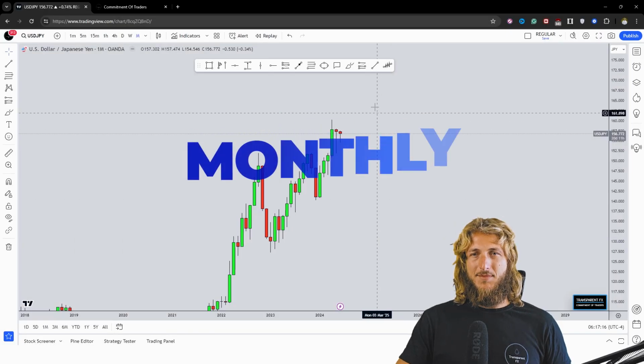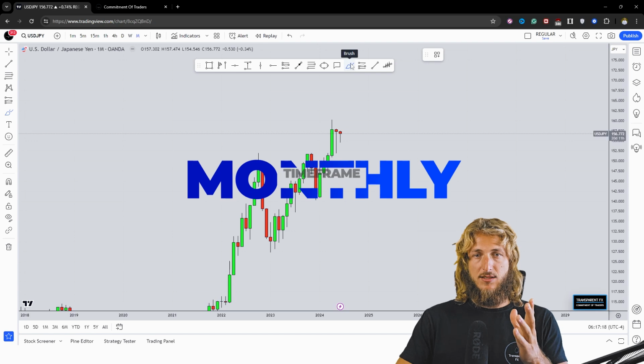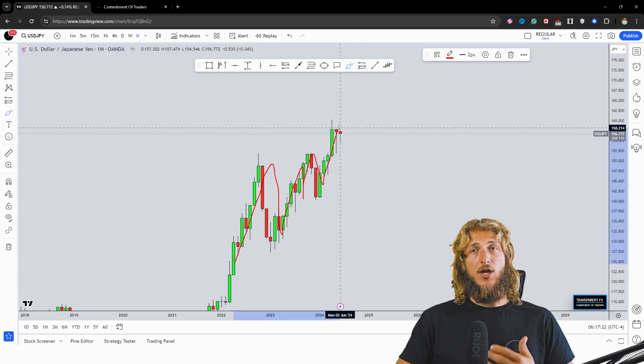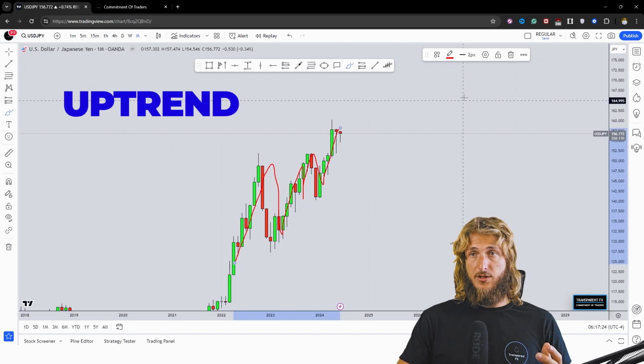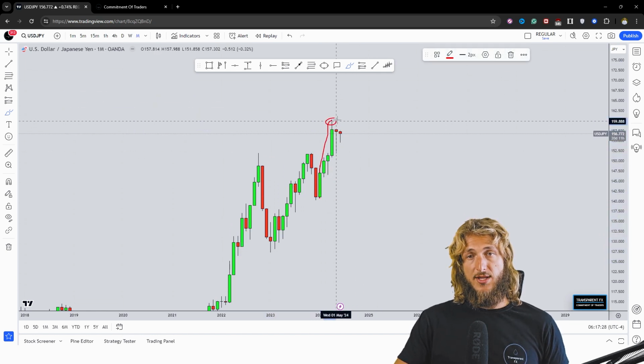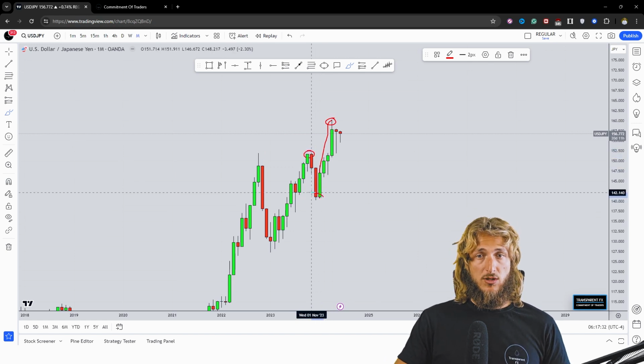Starting here from the monthly time frame, what we can see is that clearly we have a market which has been in an uptrend for quite some time, creating higher highs and higher lows. The last movement was this impulse to the upside, which created a new higher high, higher than the previous one. The previous low is exactly here.